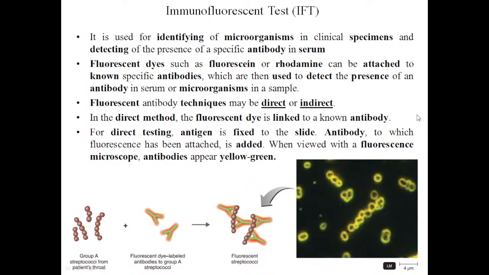The first one is the immunofluorescence test. The immunofluorescence test is used for identification of microorganisms in clinical specimens and detecting the presence of a specific antibody in serum. So we can identify both a microorganism and antibodies in serum. Fluorescence dye, such as fluorescein or rhodamine. Fluorescein gives green color. Rhodamine gives red color.